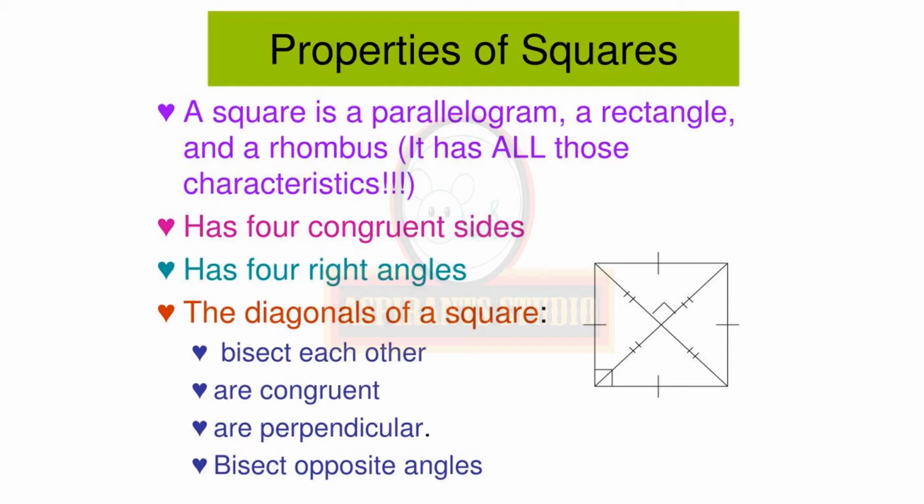Once again I repeat, a square has four congruent sides. A square has four right angles. The diagonals of a square bisect each other. The diagonals of a square are congruent. The diagonals of a square are perpendicular. The diagonals of a square bisect opposite angles.